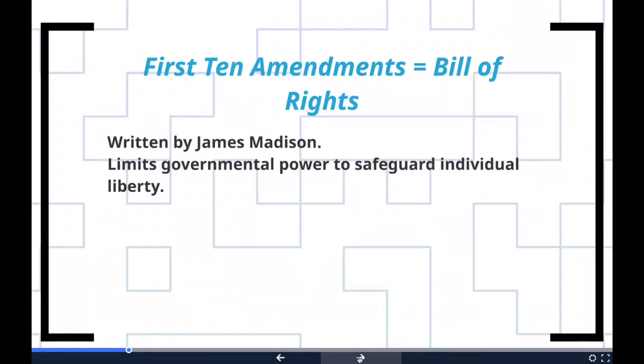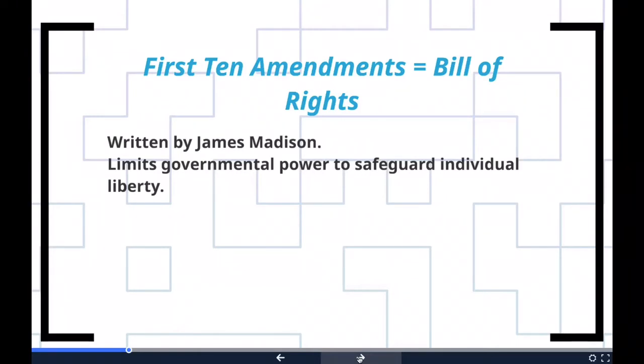One of the many points of contention between the Federalists and the Anti-Federalists was the Constitution's lack of a Bill of Rights that would place specific limits on government power. So this is a key point, right? We've already heard it twice: limiting governmental power is a big point as far as the Bill of Rights is concerned.